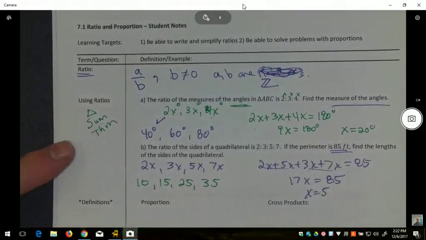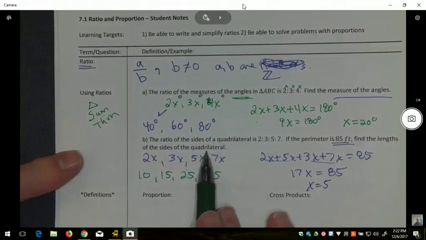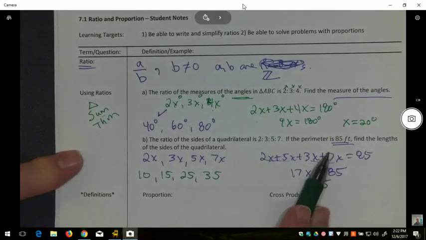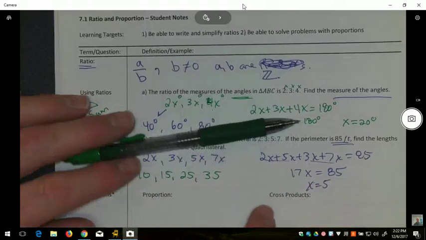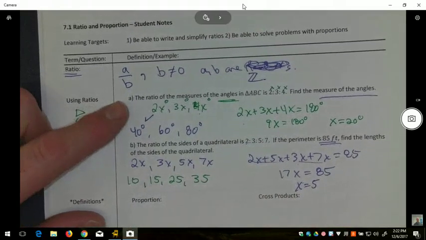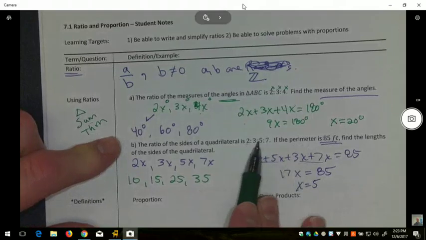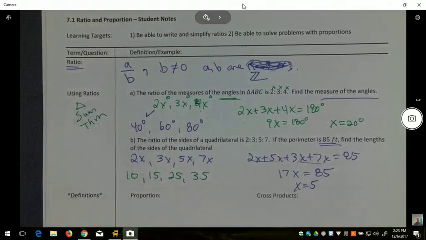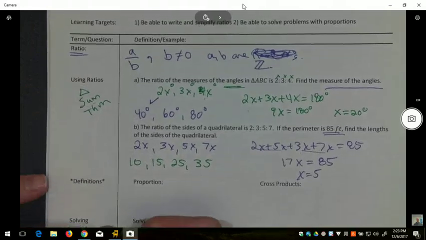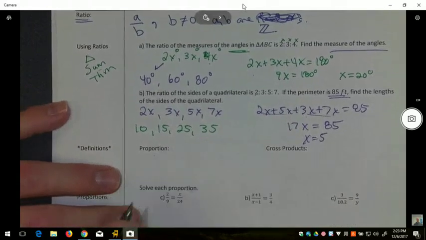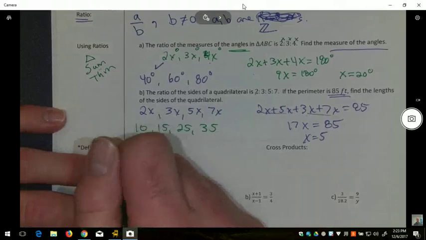This is how we can use ratios to set up problems where there is a total or a final sum. Angles in a triangle are common applications in geometry. Side lengths adding up to the perimeter are common applications in geometry. Next, we're going to define proportion. A proportion is an equation involving ratios.